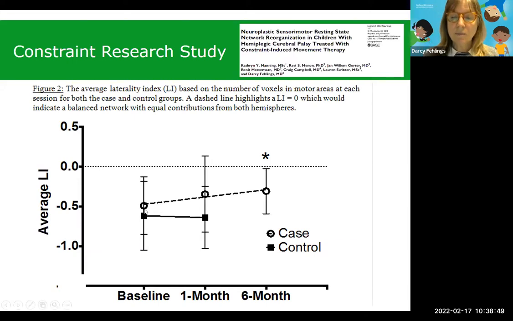And this is our group data. And again, our ideal resting state network is 0. We had a control group who didn't receive constraint. There was very little change in their resting state network, which was negative. And then in the group that received constraint, we see a positive movement towards 0 in the case group.